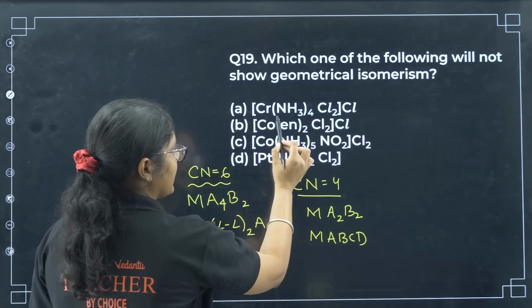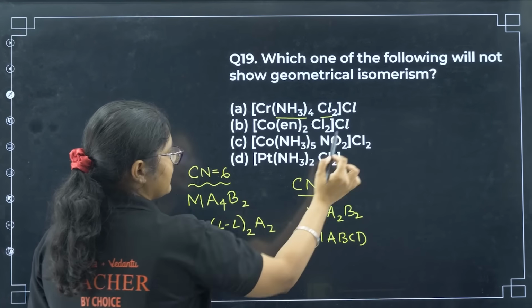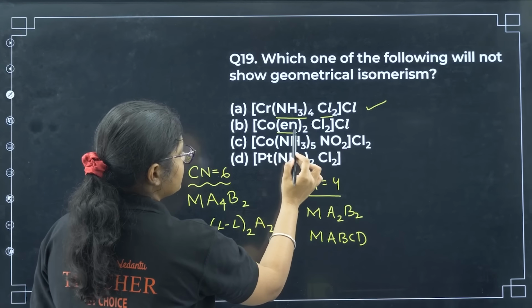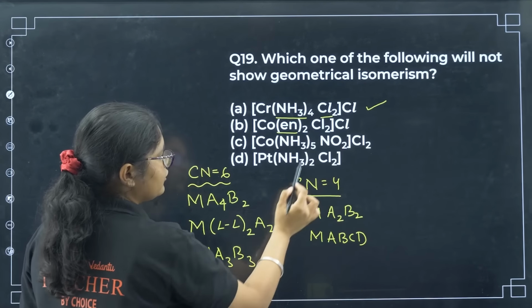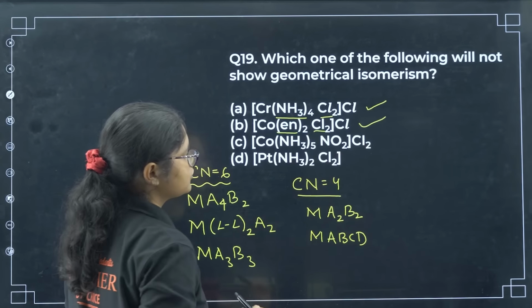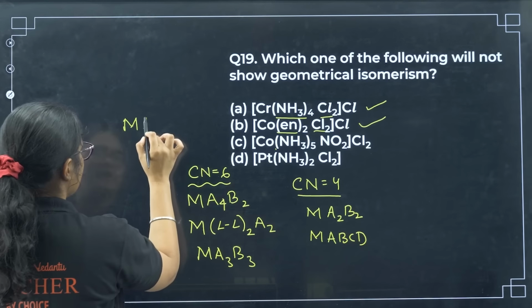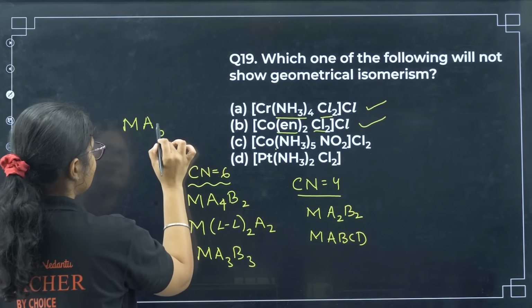Now if you see here MA4B2, this is the first type, so this will show geometrical isomerism. Here if you see, this is a bidentate ligand, M(LL)2A2, so this one will also show geometrical isomerism. Here, of what type is this? If I see, it is M with ligand A 5 times and then B.